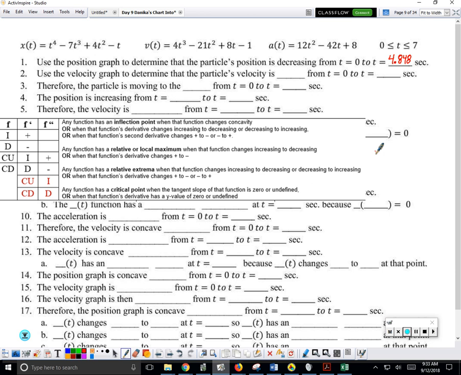Question 2 goes with question 1. There's our combo idea. It says, use the velocity graph to determine that the particle's velocity is, here's what they're hinting at. If you look at the reference sheet, I've got a copy of it right here, you'll notice this says f prime, f double prime. That can be any function. The function we're working with, we're calling this position. And then this would be the velocity, the derivative of the position. This would be the second derivative of position, also known as the acceleration, because it's the derivative of the velocity.